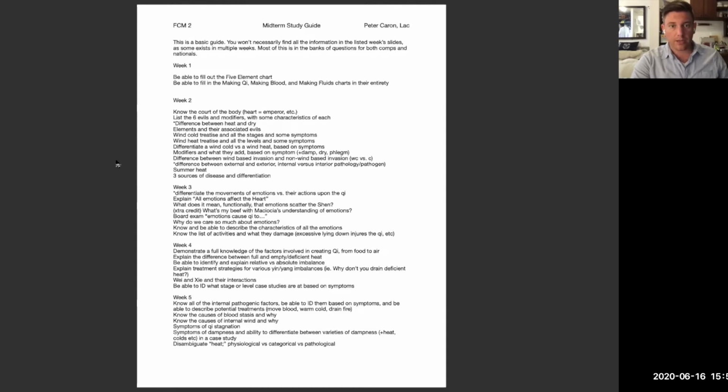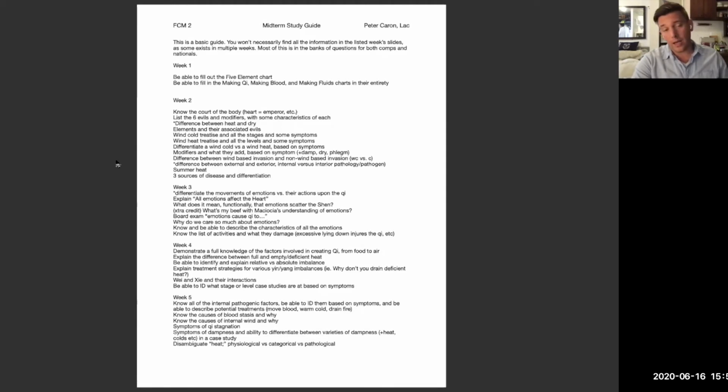Difference between external and exterior, internal versus interior pathology and pathogen. I don't care about this one very much, but this is another one of those that people keep getting wrong on comps and boards. External and internal refer to where the pathogen comes from. Exterior and interior refer to where the pathogen is.